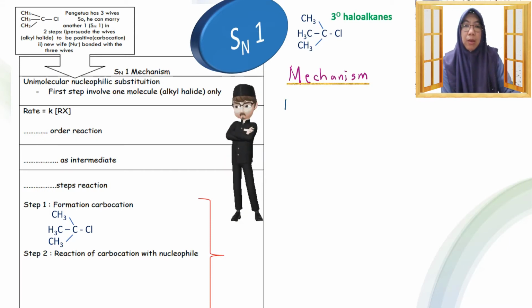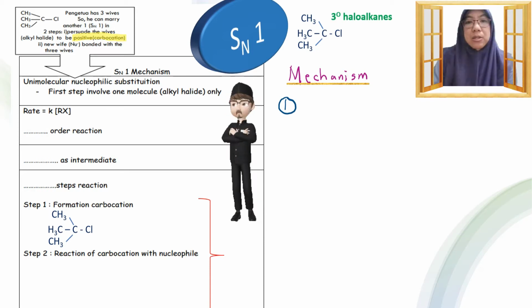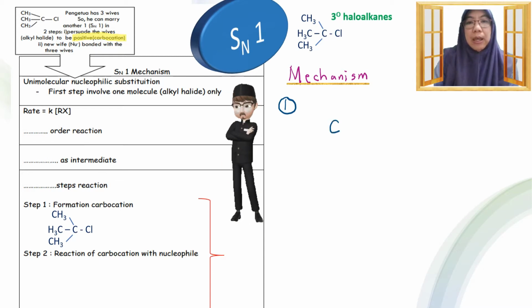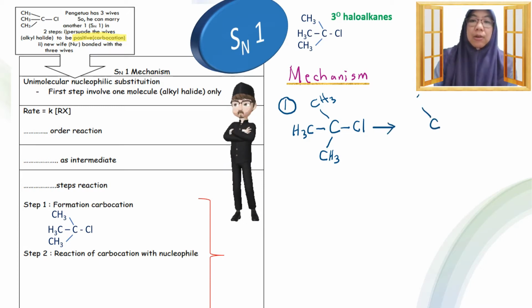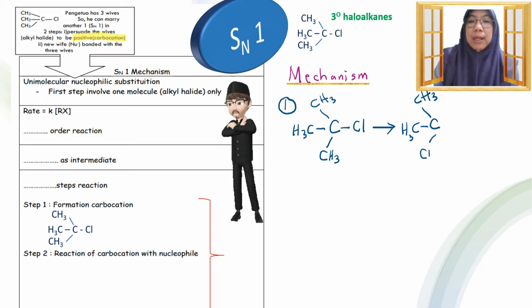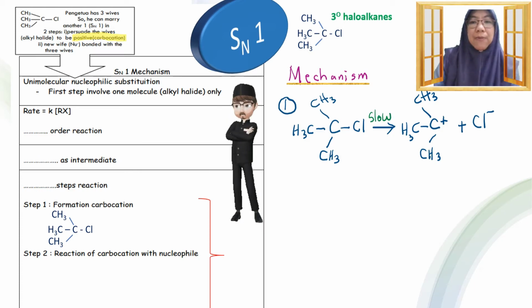For number 1, we must form carbocation first, which is that the pengetua must persuade the 3 wives, which is halide, to be positive. So the first one is the formation of carbocation. Here is the tertiary haloalkane. In the first step, it must form carbocation, and then Cl minus leaves as a leaving group. For now, here is a slow step. The first step is a very slow step.